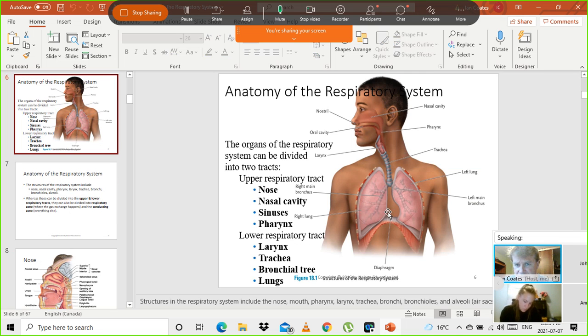I have better shots here, but you'll see that the respiratory system starts with a nose. I'll show you the nasal cavity. You've got sinuses in here, a couple of them. Pharynx. And that stops right here. So right here is considered the upper respiratory tract. And then everything below the pharynx, which I'll get into in more detail, so the larynx, the trachea, the lungs, and all this, is what we consider the lower respiratory tract. Okay. Upper, lower.